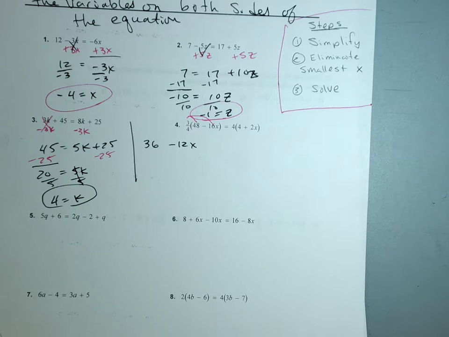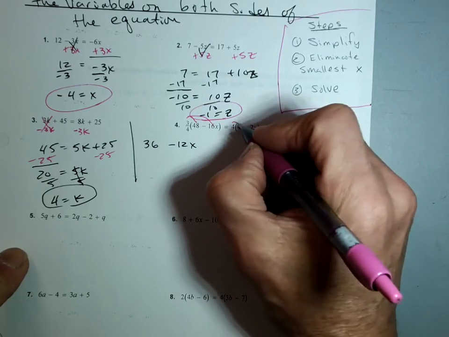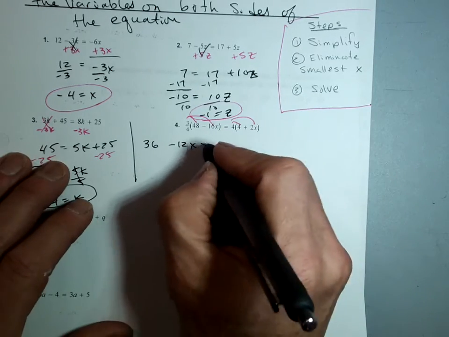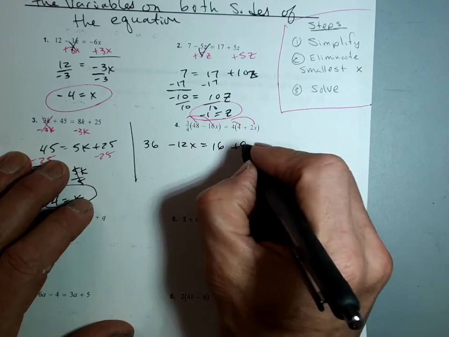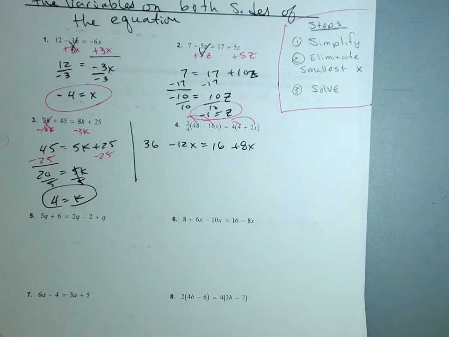And then here I'm going to get a 16 plus 8x. You guys see that? Okay, so I distribute on the other side. So I'm tidying it up. So I'm going to get 16 equals 16 plus 8x. Okay?